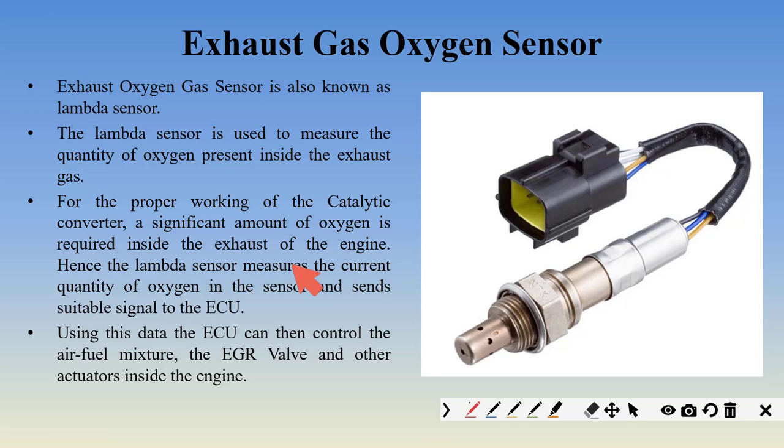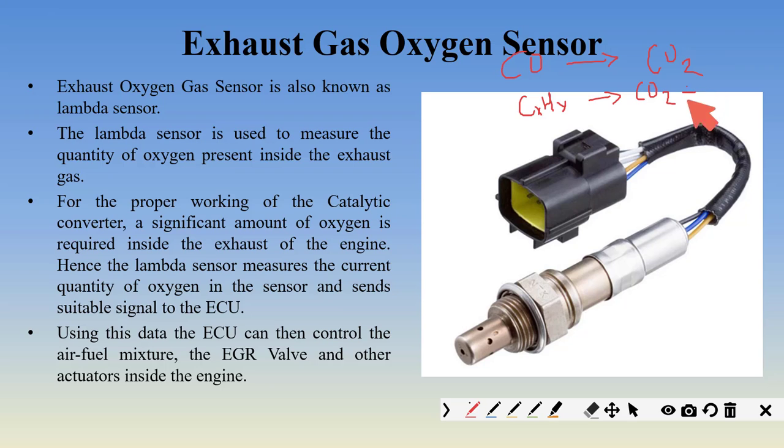See, basically we have to measure the amount of oxygen in the exhaust gas itself. Why do we have to measure the amount of oxygen? Whenever a catalytic converter is used, what does a catalytic converter do? A normal oxidation catalytic converter does two things. It oxidizes carbon monoxide to CO2, and it oxidizes your unburnt hydrocarbons to CO2 and H2.